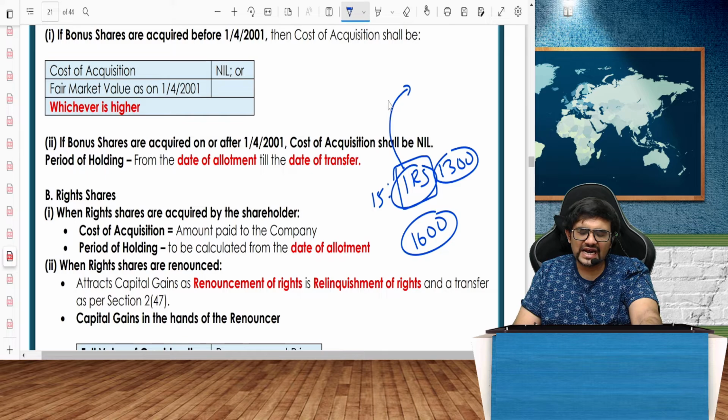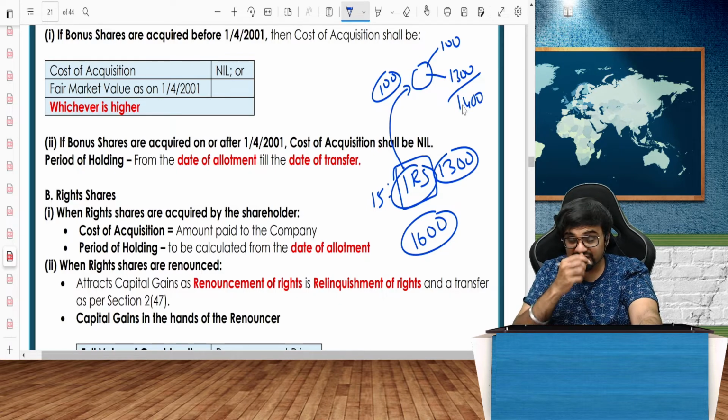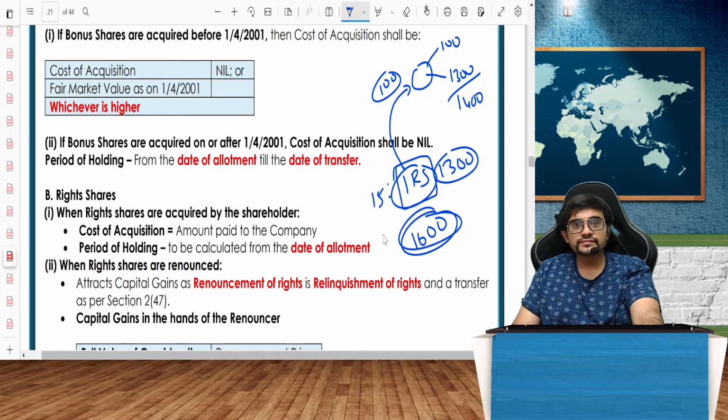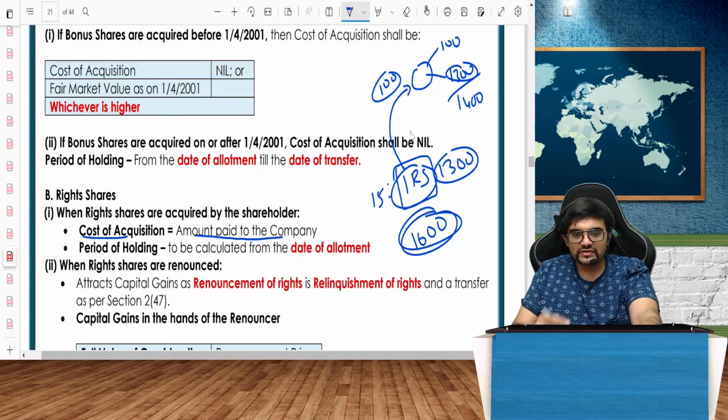I will sell this right at 100 rupees. The person who bought this right has to pay me 100 rupees and has to pay Reliance 1,300. Overall, he will pay 1,400, which is still lesser than the market value of the share. So is this a transfer? Yes. What is the cost of acquisition? The amount paid to the company. So for this person, 1,300 is the cost of acquisition.